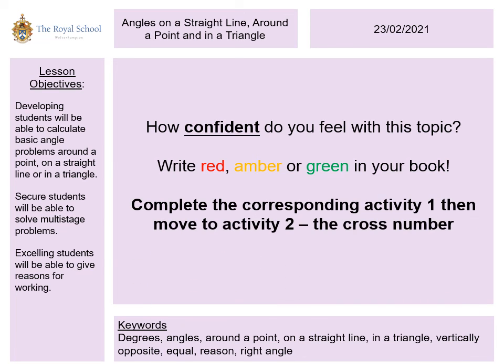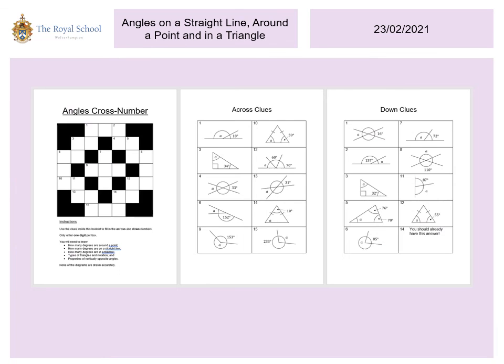And then you can move on to Activity 2, which is a cross number, which I'm just going to show you what it looks like. But make sure you do Activity 1 first, just to wrap up. Okay, so a cross number here, we've got some clues feeling very much like a crossword, but our clues are angle problems for going across or down, and then you'll be able to fill them in on the box.